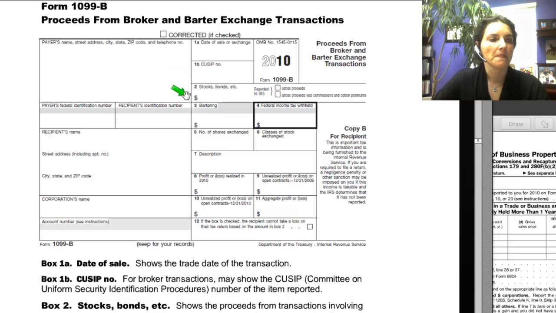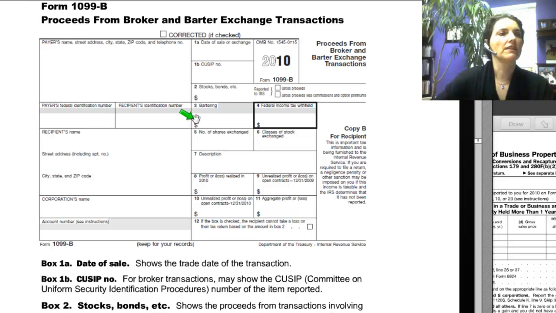Box 2, stocks, bonds, etc. This shows the proceeds from transactions involving stocks, bonds, and other debt obligations. You should report this amount on Schedule D as the proceeds from the sale. Box 3, bartering. This shows the cash you received, the fair market value of any property or services you received, and/or the fair market value of any trade credit credited to your account by a barter exchange. You should see Publication 525, Taxable and Non-Taxable Income, for more information on how to report this.